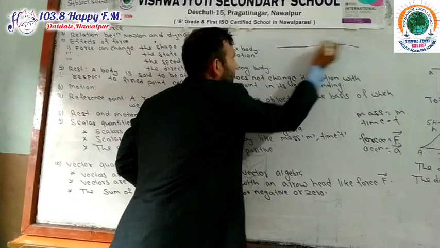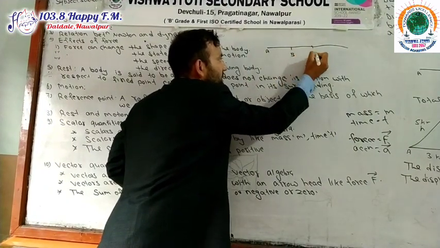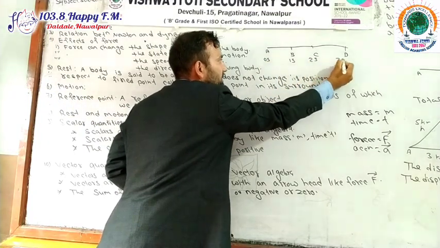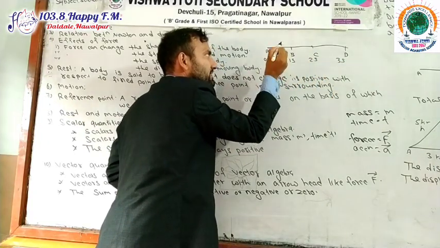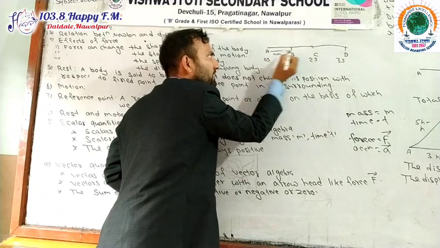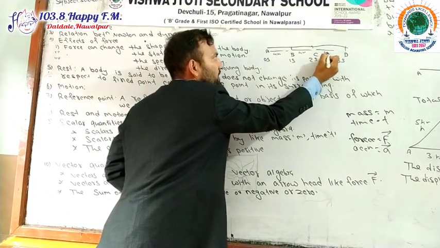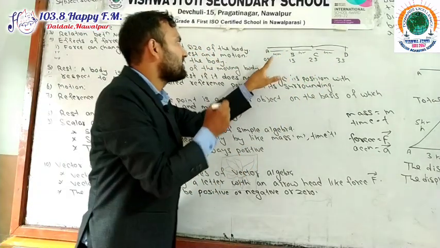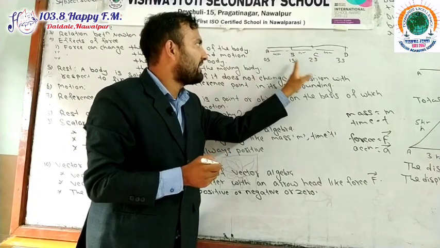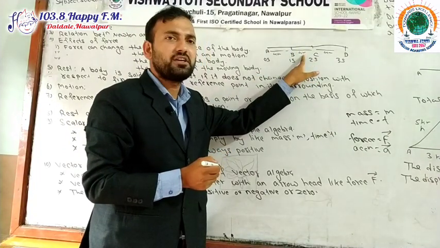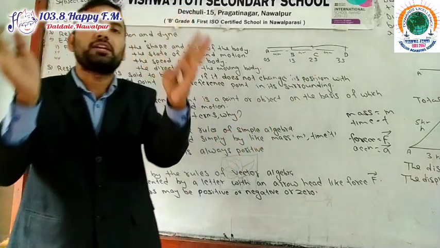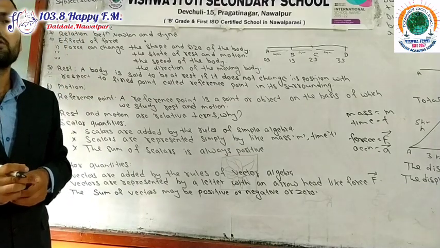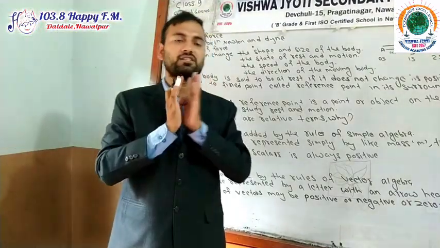Suppose A, B, C, D at 0 second, 1 second, 2 second, 3 second. It means equal distance covered in equal intervals of time: 4 meter, 4 meter, 4 meter, 4 meter. A to B, how much distance covered? 4 meter. How much time taken? 1 second. B to C, how much time taken? 2. How much covered? 4 meter. That is equal distance in equal intervals of time, known as uniform velocity or constant velocity. Thank you, that's all for today.